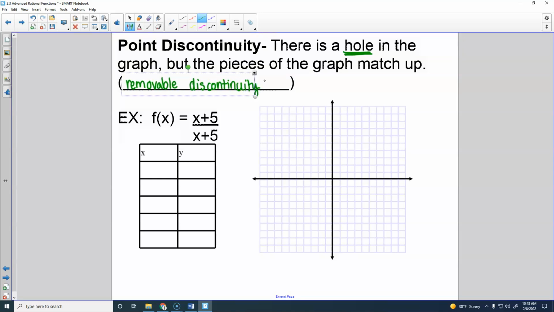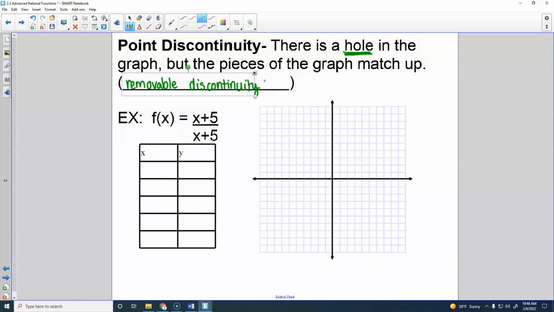So if you see any of those three phrases, a point discontinuity, a hole, or a removable discontinuity, we're talking about the same thing there. I'm probably mostly going to call it a hole in the graph. But remember that point discontinuity and removable discontinuity also refer to the hole. So let's talk about the graph of x plus 5 over x plus 5.